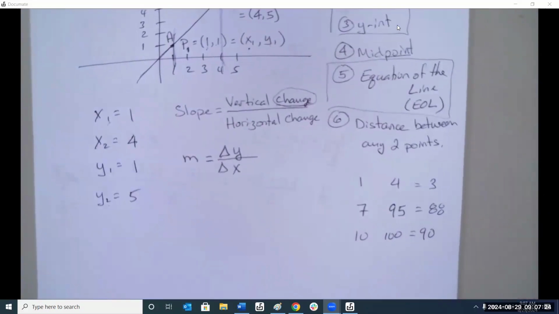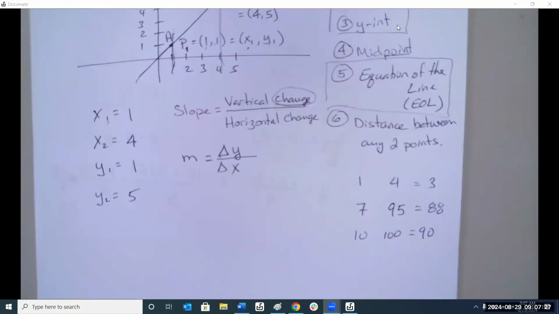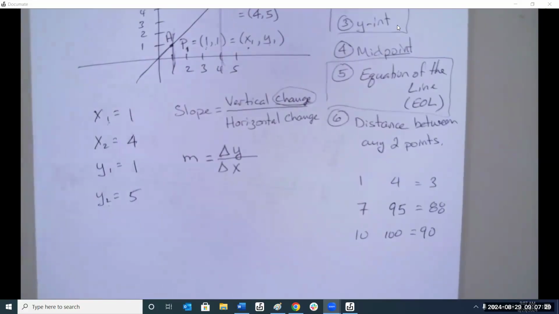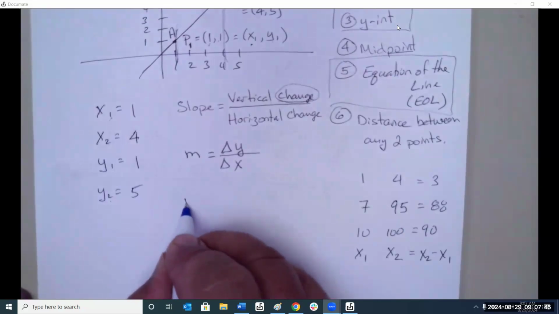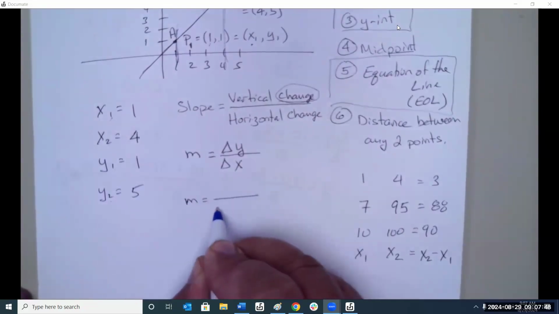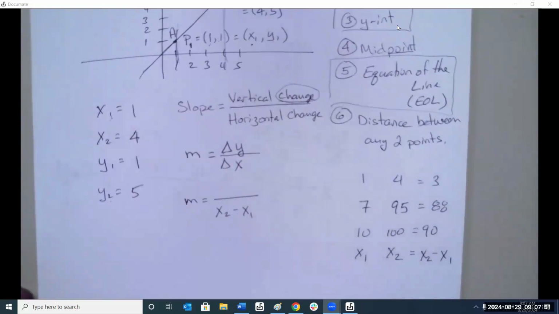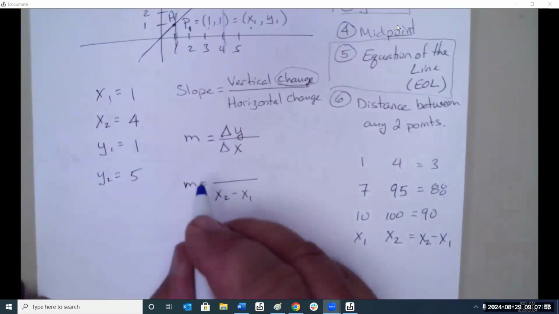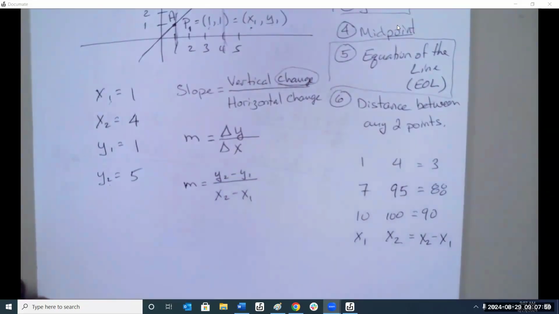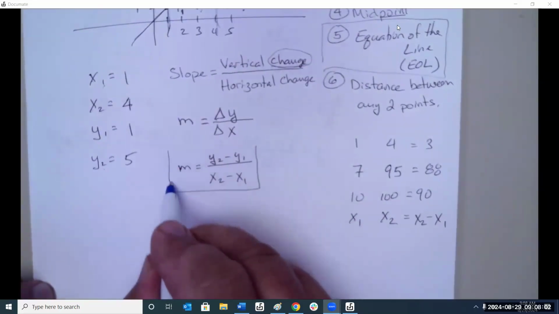So how'd you get that? You subtract the smaller from the bigger. So this is my x value. This is my first one, the smaller one, and this is my bigger one. So the formula is x2 minus x1. That's the horizontal change. How about the vertical change? What's that going to be? Right. There's your formula for a slope right there.